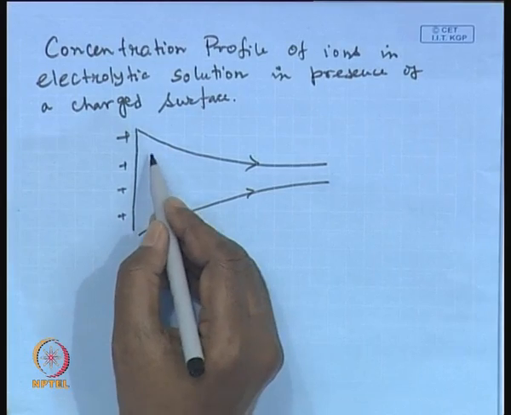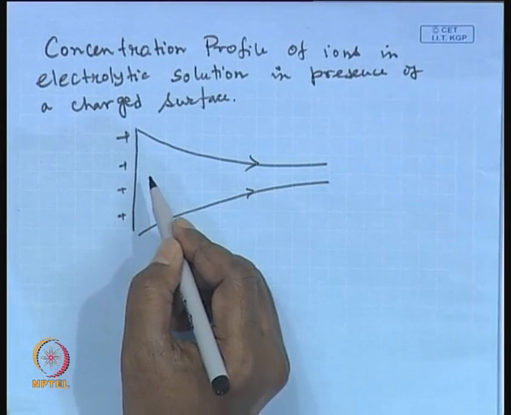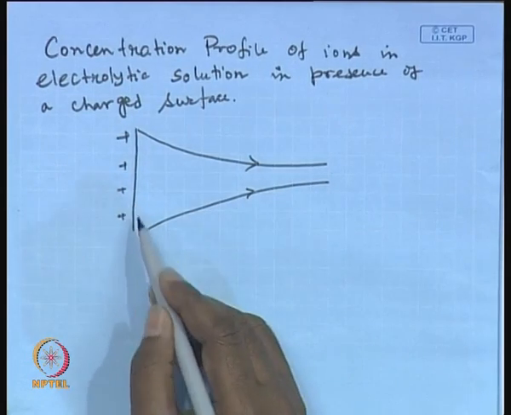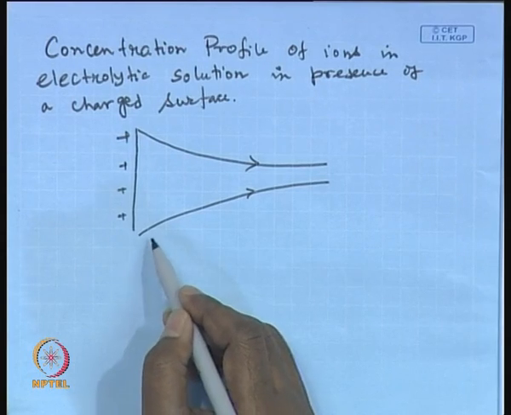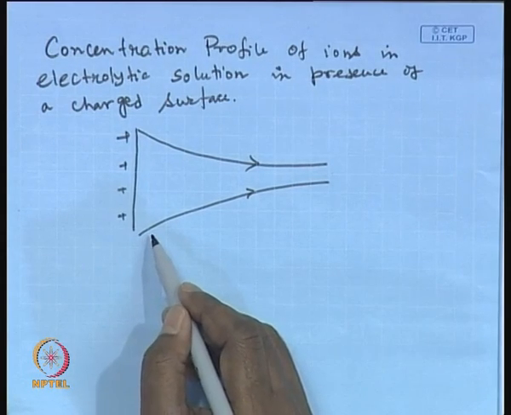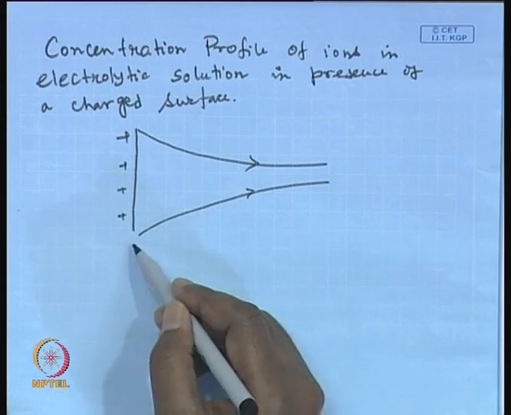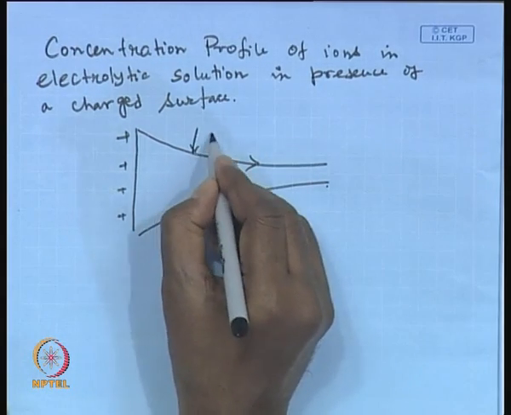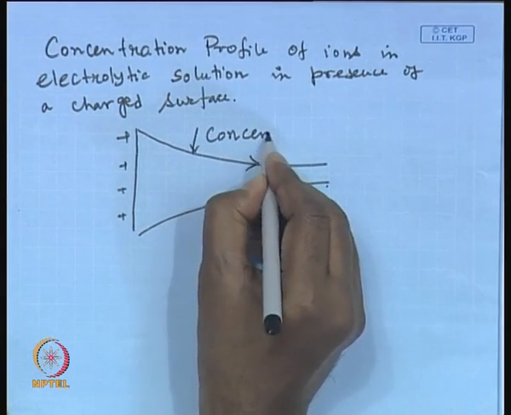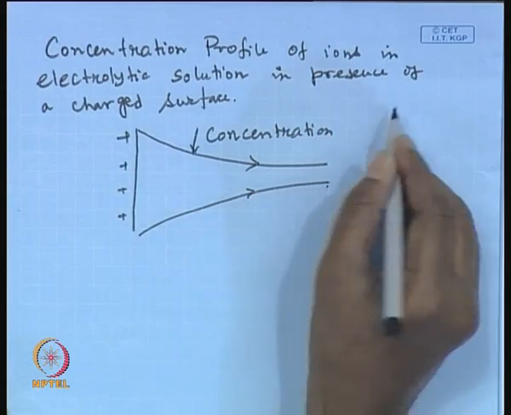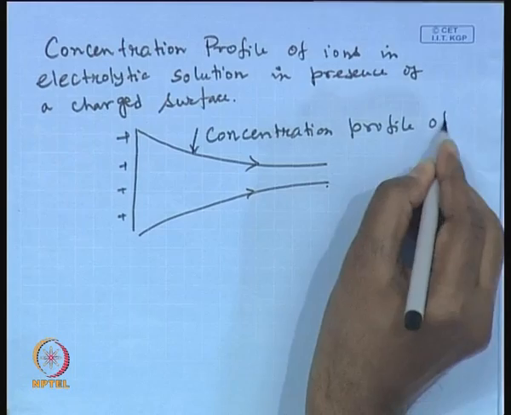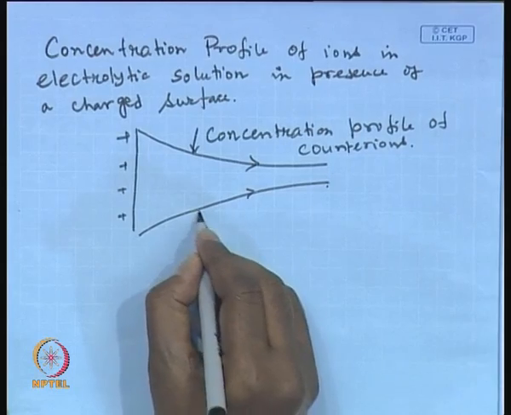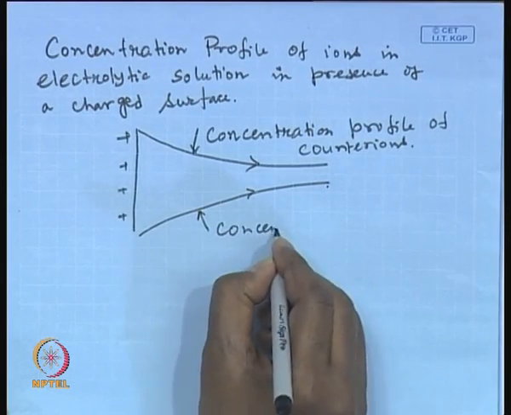Okay. So, there will be a buildup of concentration of the counter ions close to the surface, and that will keep on decreasing going into the bulk. Similarly, on the other hand, the coion concentration will be very less, it will be depleted near the surface, and it will gradually increase, and in the bulk the electroneutrality will be maintained. So, this is the concentration profile of counter ions. And this is the concentration profile of coions.